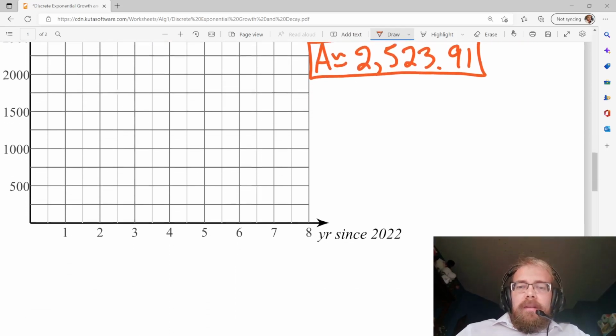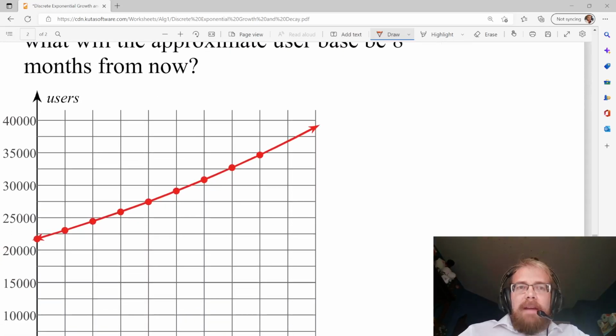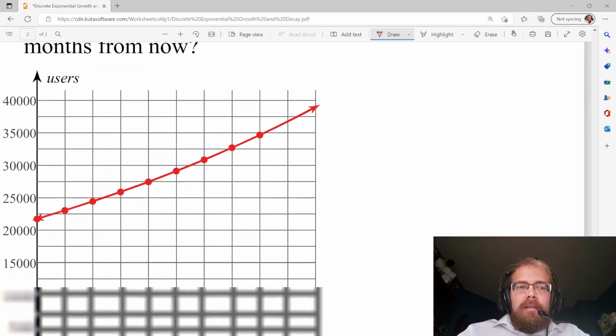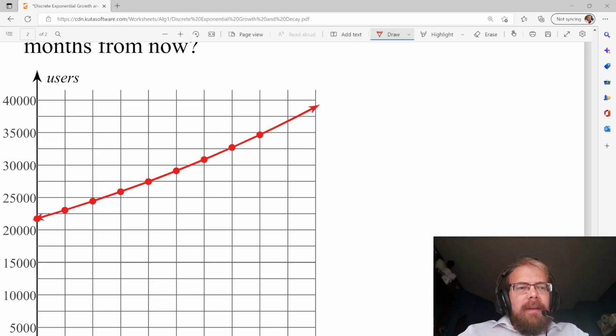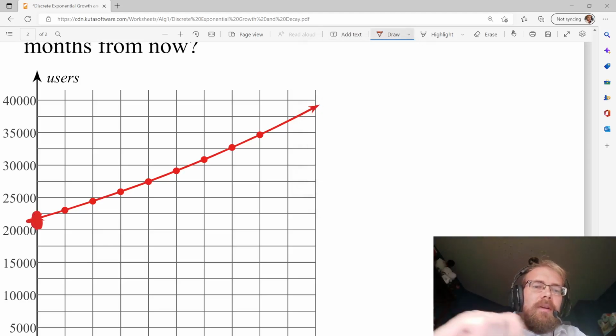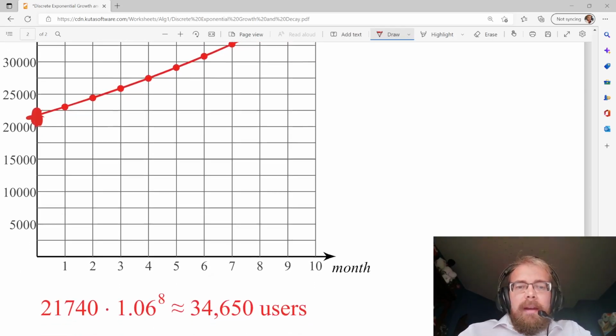I think we've done all of them. Let's go ahead and look at the answers. They have the graphs over here as well. Here's number 2, I believe. All right, so social media, blah, blah, blah. There's that graph. They have an arrow on the left-hand side as well, which I think doesn't really make any sense, because who's going to go less than 0, right? Less than 0 months? That doesn't make any sense. So that should not be an arrow.